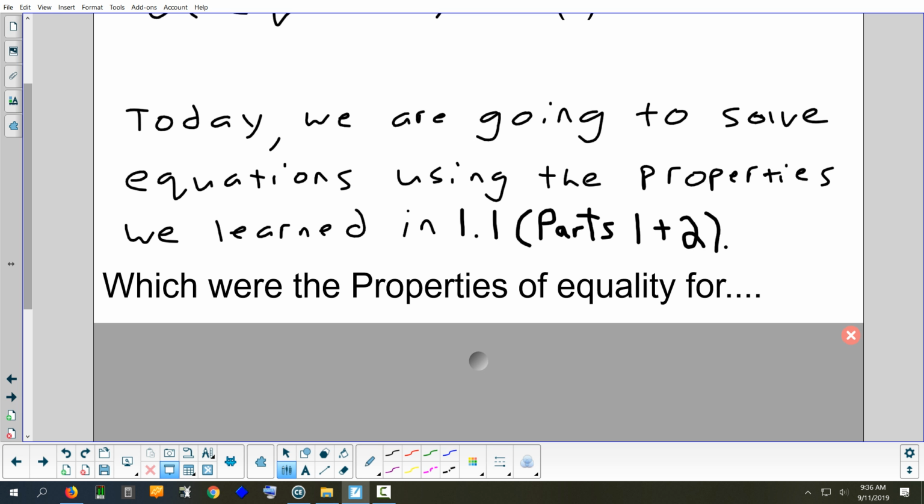How about one of the ones we did yesterday? Multiplication. You multiply the same number on both sides. All right, so multiplication property of equality says you can multiply each side of the equation by the same number. Is there any little note with that you want to remember? Yep. You can't multiply by 0. Any number except 0.